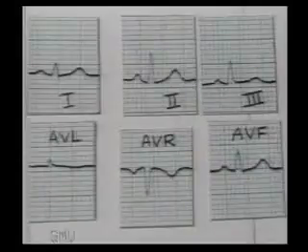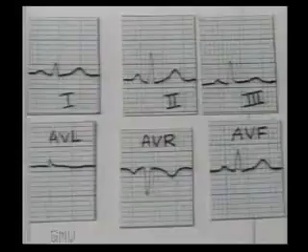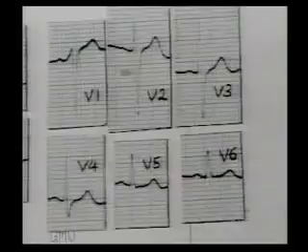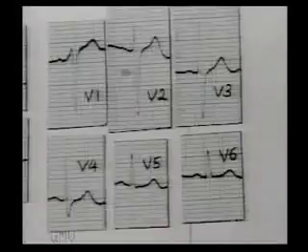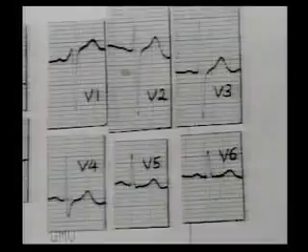A Q wave deeper than 1 millimeter or wider than 1 millimeter or more than 1/3 of the R wave is considered as significant. Now come to chest leads and study the pattern of QRS complexes from V1 to V6. If the pattern is normal from deep S wave in V1 to tall R wave in V6, then measure SV1 and RV6 to rule out left ventricular hypertrophy.